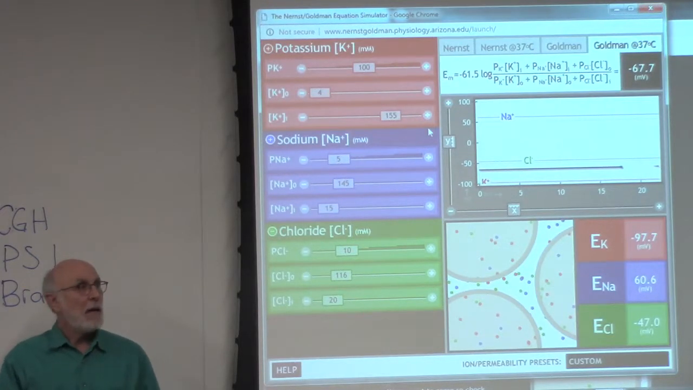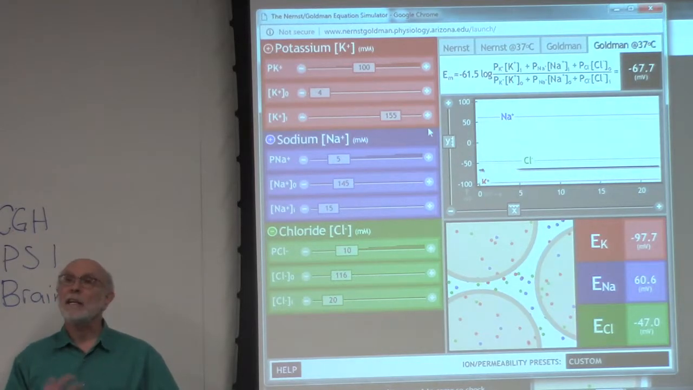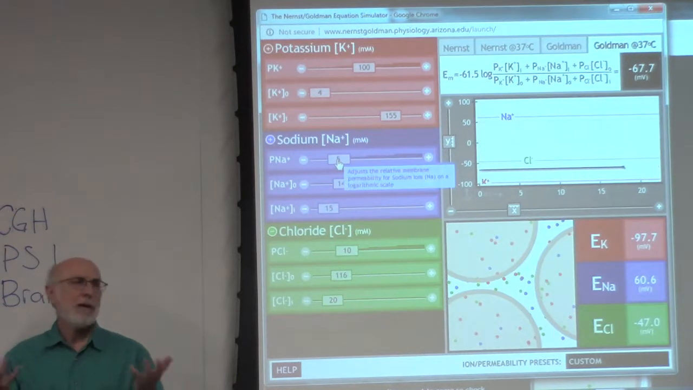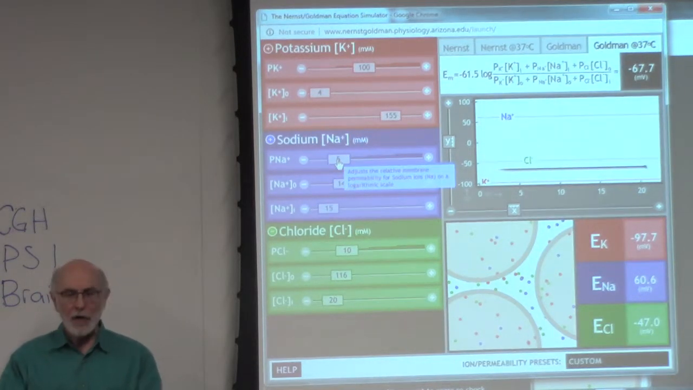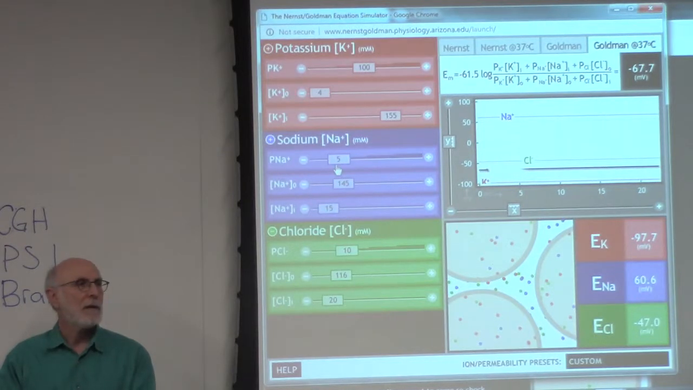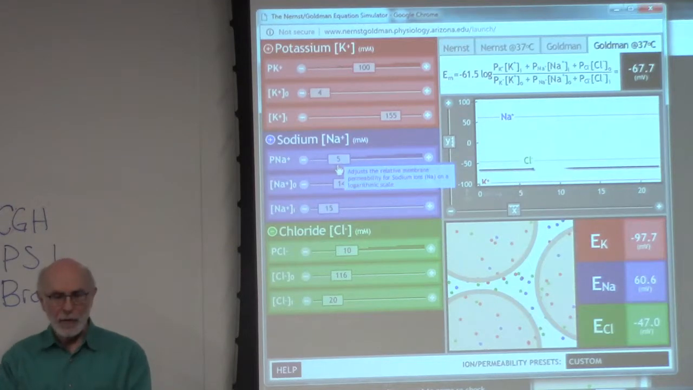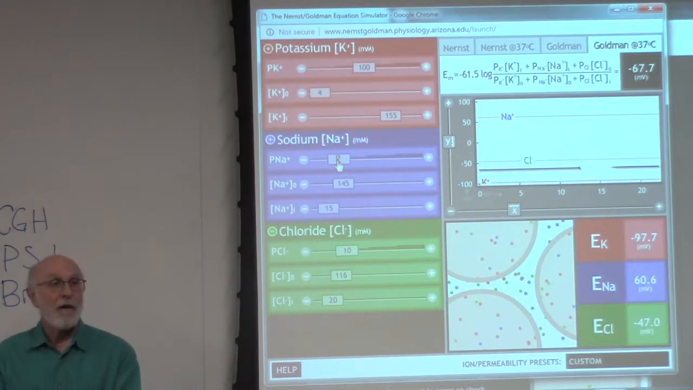Your job is to plug in the right numbers and solve the problems, and then explain it very briefly. For example, if I say the number of sodium channels increases by a factor of 2, let's just say I've got 5 sodium channels for every 100 potassium channels. If I increase the sodium channels by a factor of 2, I'd increase the permeability to sodium from 5 to 10.